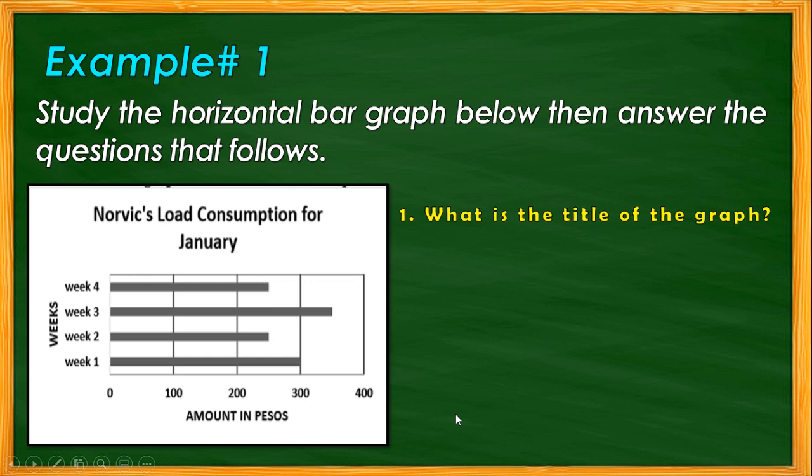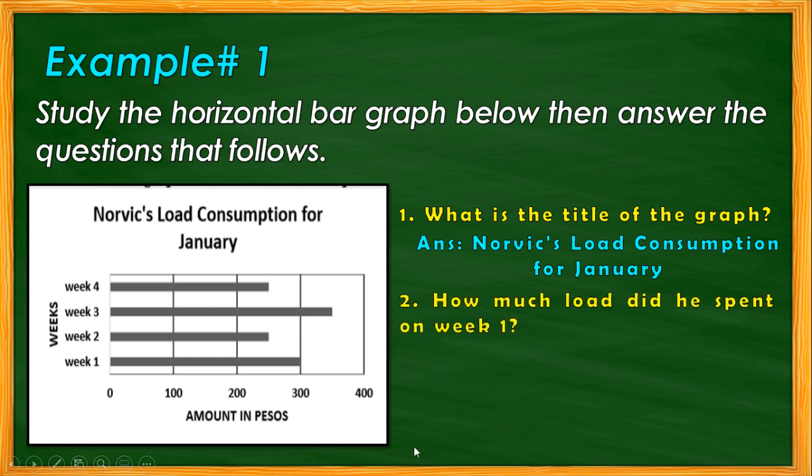So what is the title of the graph? Grade for pupils. Very good. The title of the graph is Norvig's load consumption for January. Then this would be the second question. How much load did he spend on week 1? So this would be week 1, and this should be the quantity.